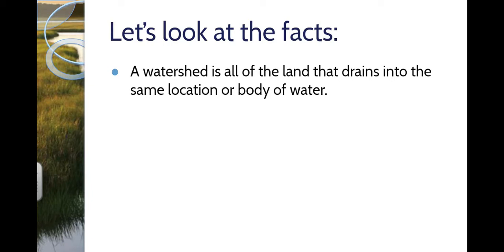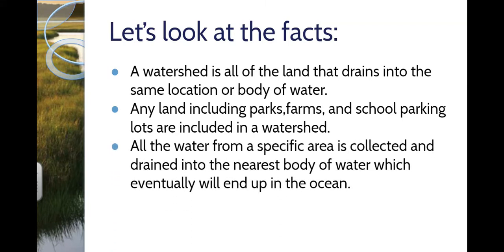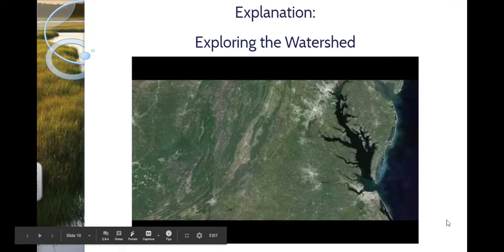Any land, including parks, farms, and school parking lots, are included in a watershed. So any land on Earth is included in a watershed. All the water from a specific area is collected and drained into the nearest body of water, which eventually will end up in the ocean. So all the water is collected and drained, and at the end of the whole process, it has drained into the ocean, and everyone lives in a watershed. So where you currently live, you are on a watershed.